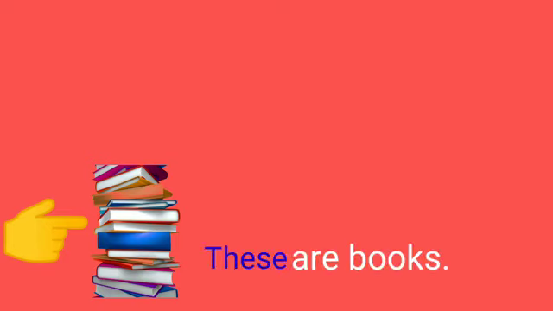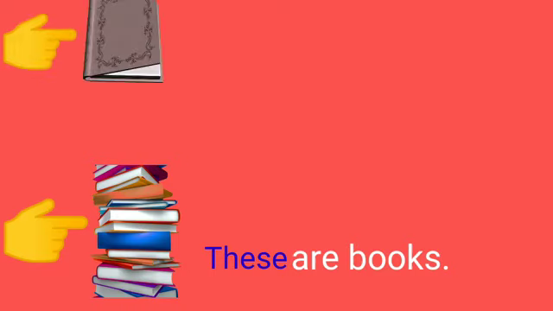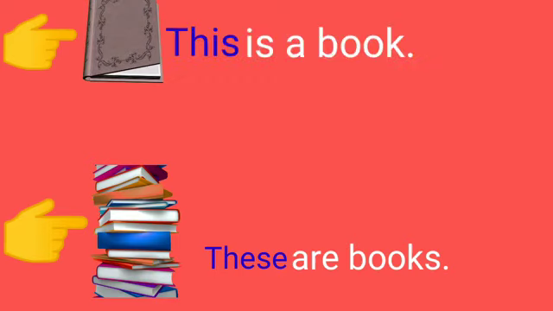Look. Here we can see some books. Books. We can see these are books. These are books. Clear, children? Look here. Yes, here we can see a book. A book. Single thing. Yes, single book. Oru book e ullu. So we use this is a book. Clear? This is a book. Here more books are. So we use these are books.